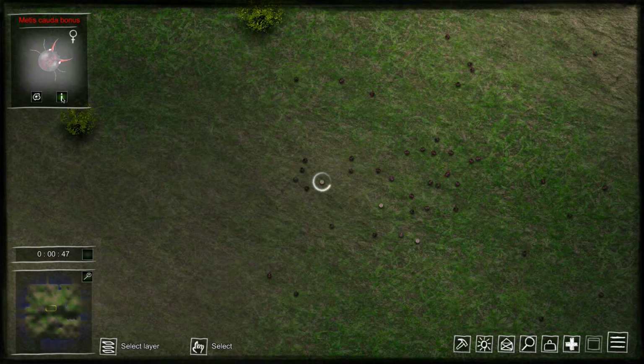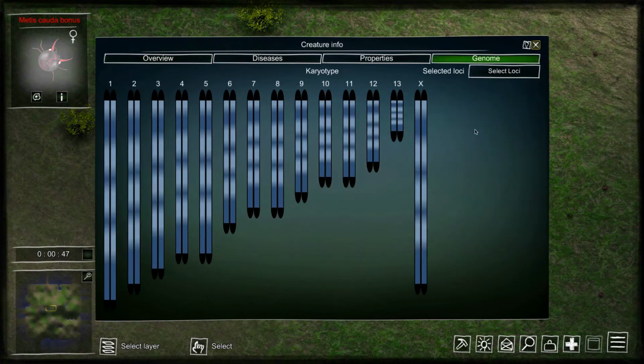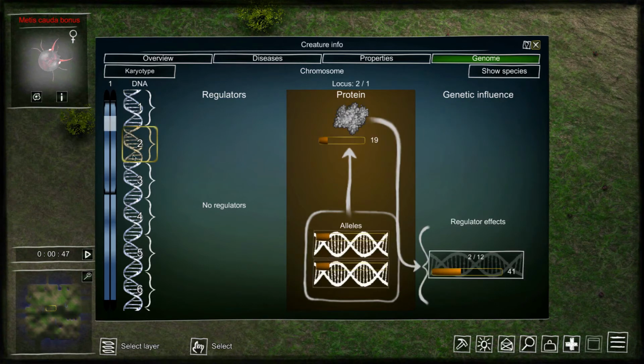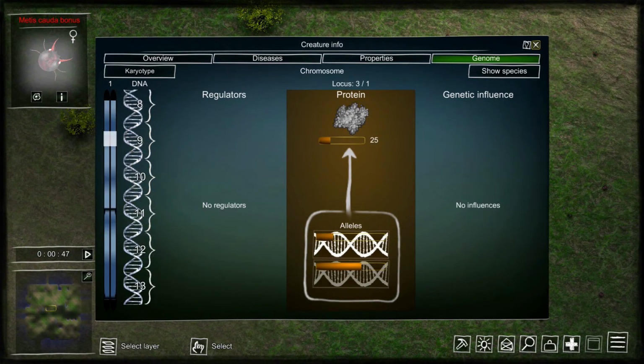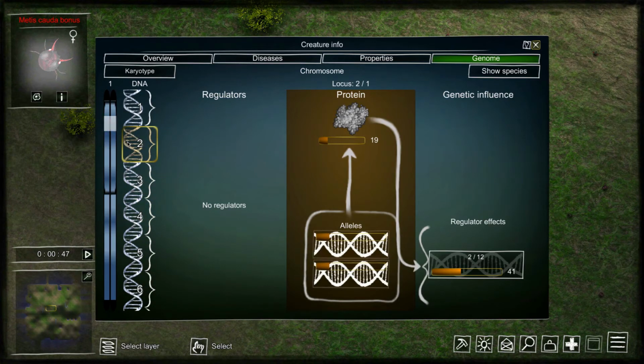Let's choose the creature that has albinism. All the chromosomes of the creature are presented here. Before starting to make this video I located the albinism gene, the chromosome 1. So let's take a closer look at that chromosome. This screen was explained in previous video. I very shortly describe the view now and you can watch the earlier video for more details.